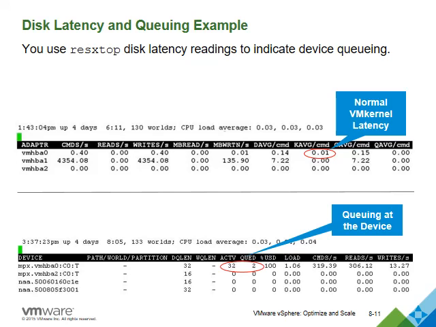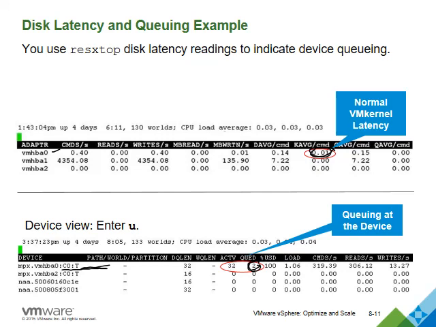Here's a disk latency and queuing example in ESXTOP. We can see we have normal VM kernel latency. If we hit our U button, then we get a more detailed view of our devices here. And we can see we have queuing at the device. Let me clarify this. This is the device name, and up here is their HBA. So we can see this at the adapter level looks normal. But right here when we look, we have queuing going on at the device.